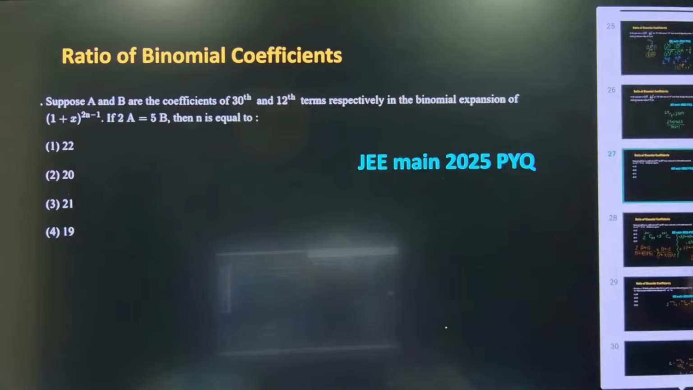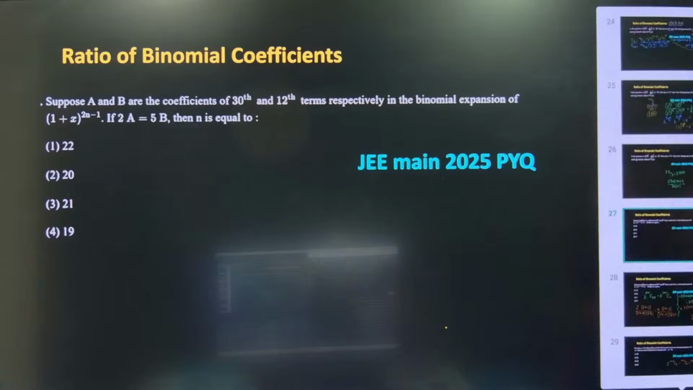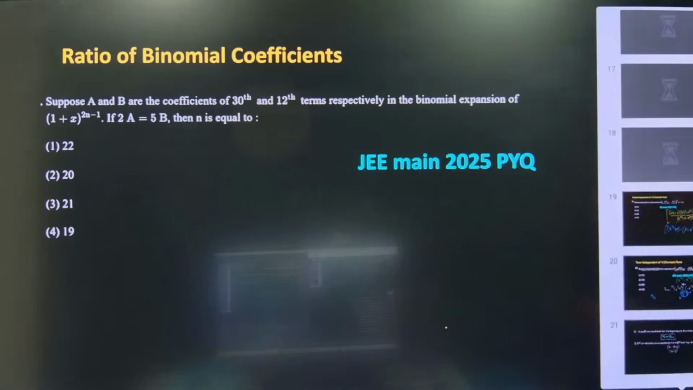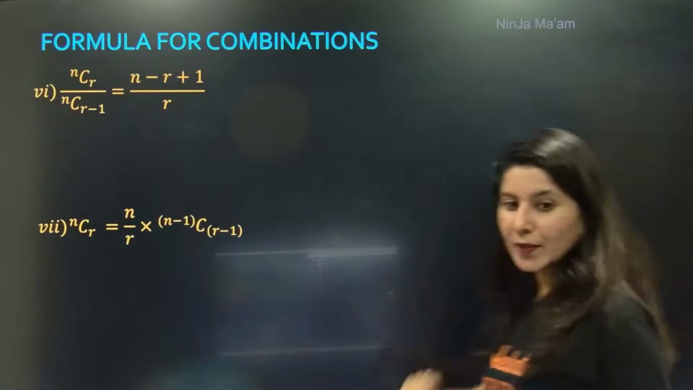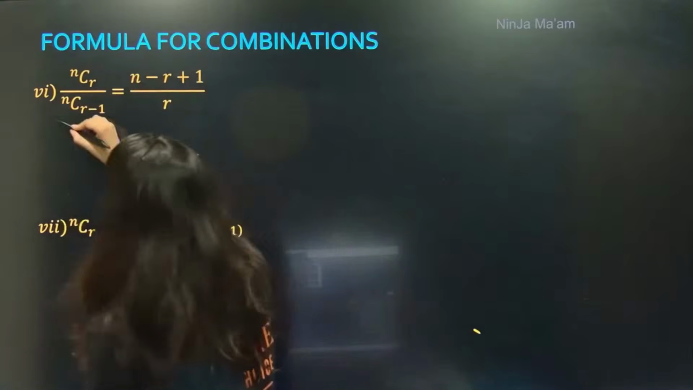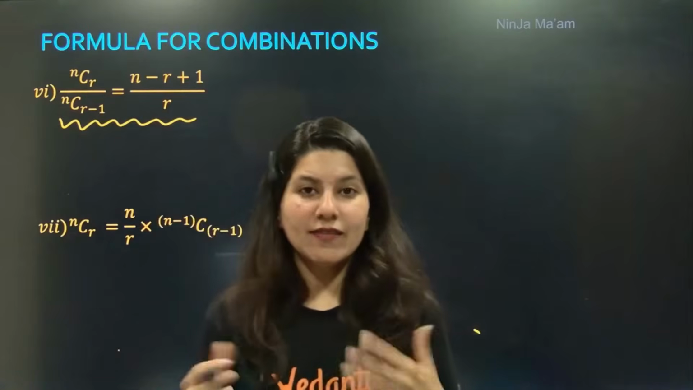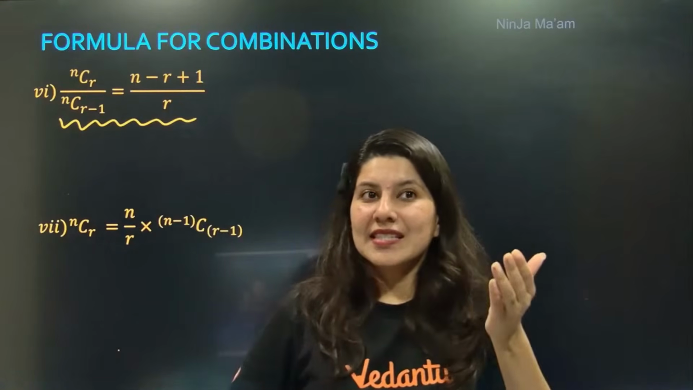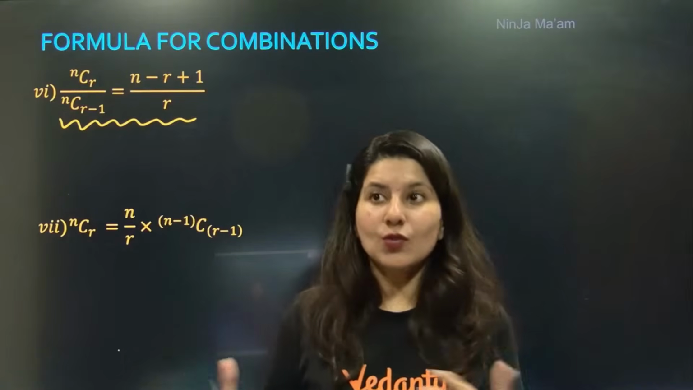Now let's talk about one more question, but this time I want to talk about some more properties of coefficients. Let me go back, and this property is my favorite property. This property makes the question easier. Sometimes heavy ratios are involved, like 17C5 upon 16C7. Oh my god. How to solve it? How to calculate it?